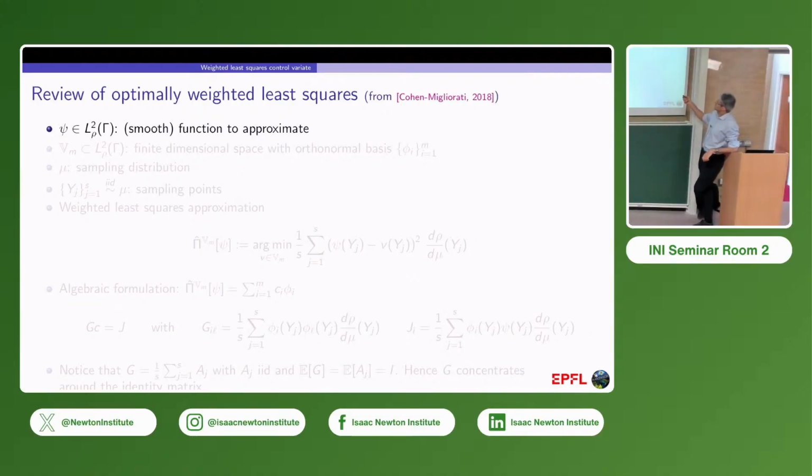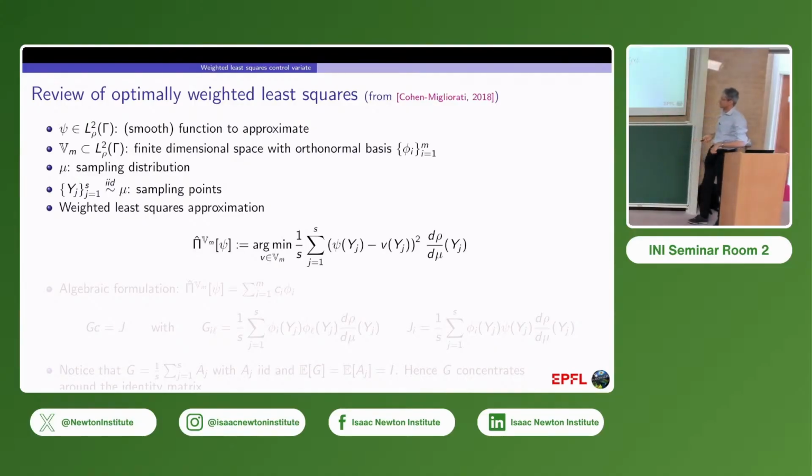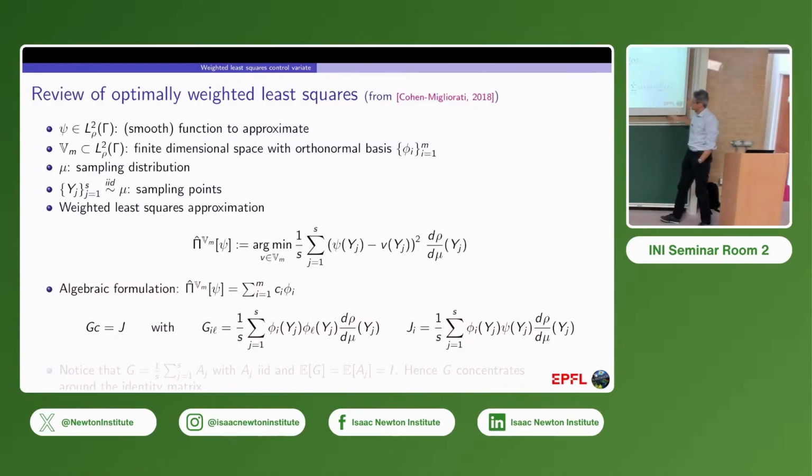Let's say the best version is this one by Cohen and Migliorati in 2018. That's the optimally weighted least square, which essentially works the following way. Suppose you have a smooth function that you want to approximate using this finite dimensional subspace Vm, and suppose that you have an orthonormal basis of this space, and you use a certain sampling distribution mu, not necessarily rho, and you draw IID points from this distribution mu. So this is just function approximation. It's not yet within the stochastic gradient. And then we want to do a weighted least square, so we compute this discrete least square projection, minimizing the distance between the V in the subspace and the psi, evaluated in these sampling points with this correcting factor here for importance sampling. This is a quadratic problem, so easy to solve.